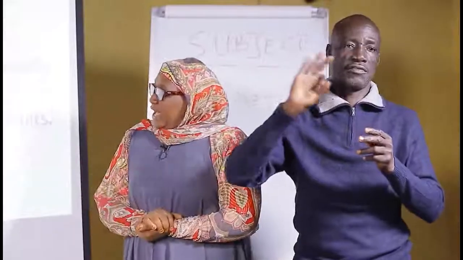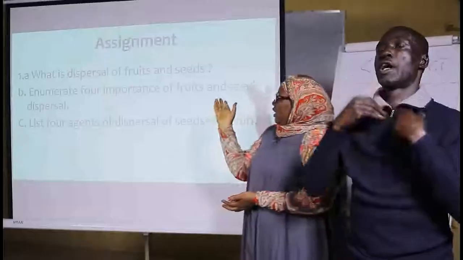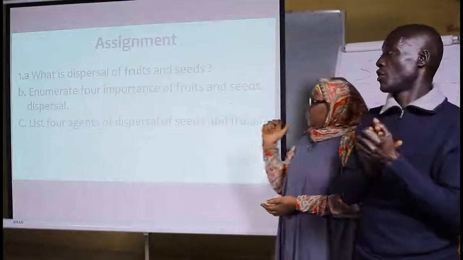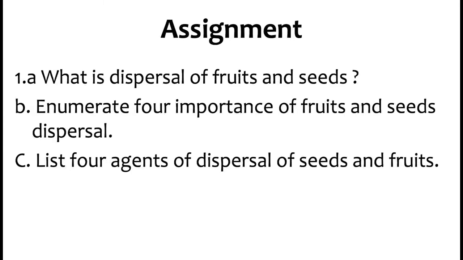So before I go, I have an assignment for you, and I have one question split into A, B, and C. Question 1A, what is dispersal of fruit and seeds? That is, define it. Then B, enumerate 4 importance of fruit and seed dispersal. That is, what are the importance which I have mentioned. We have 4 or 5 importance of dispersal, so please enumerate them and explain. Then C, list 4 agents of dispersal. I have mentioned what the agents of dispersal are.